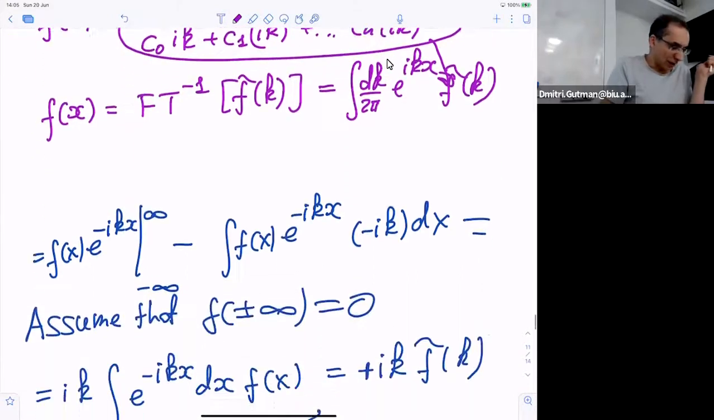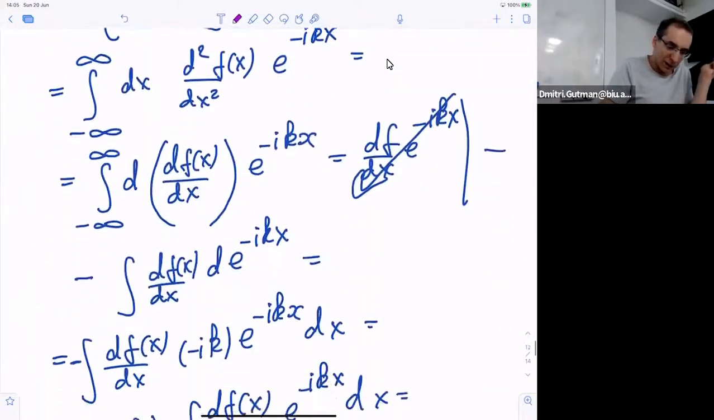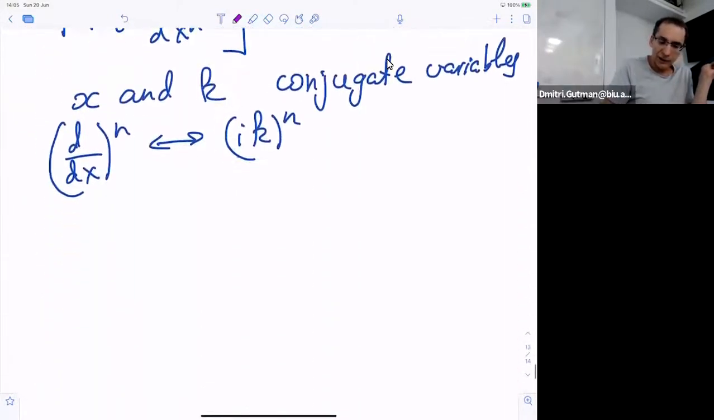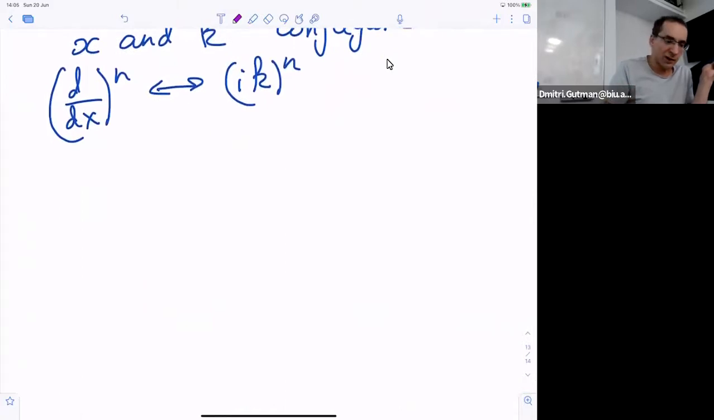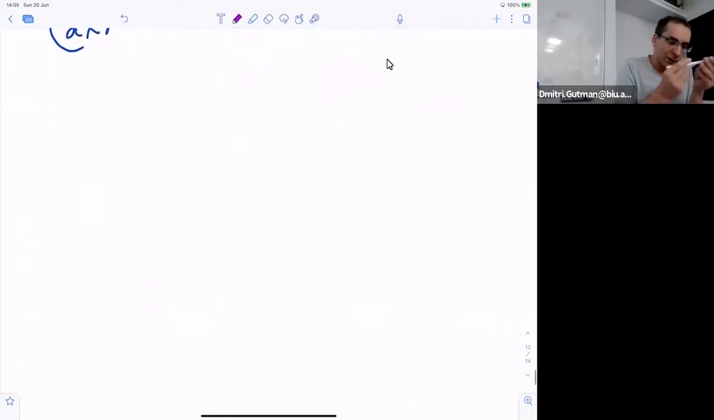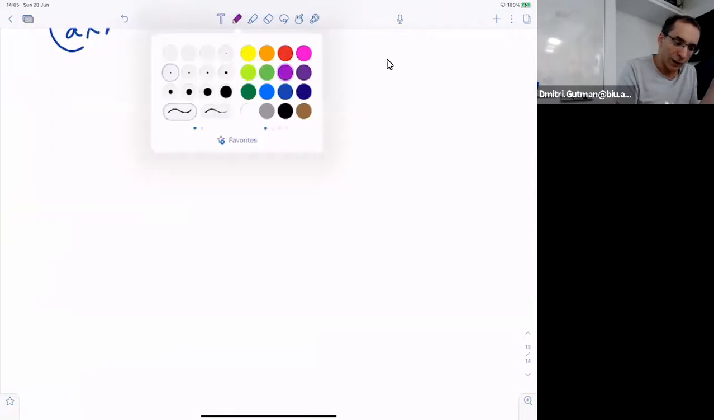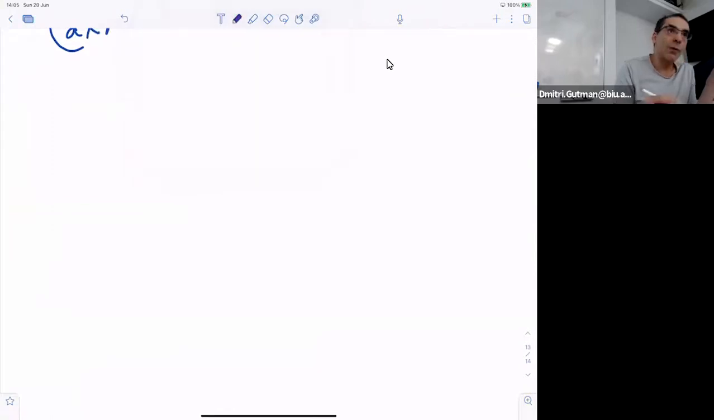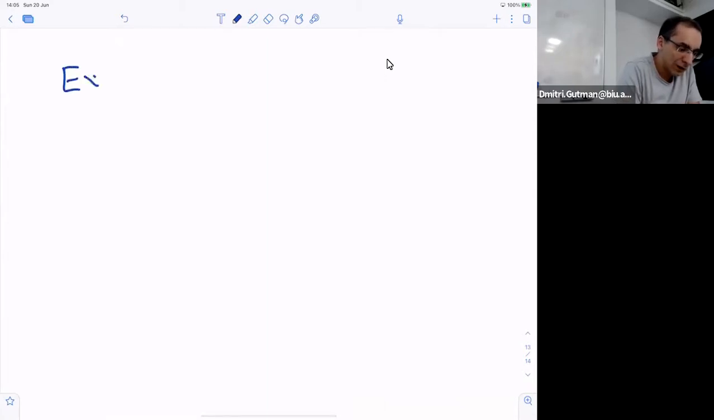Okay, so let's do a very simple example right now, and in the exercise session with Yoni, you will do more complicated examples of this type. But let me do the first very simple example just to give you an idea how it works. So let's compute something very simple.